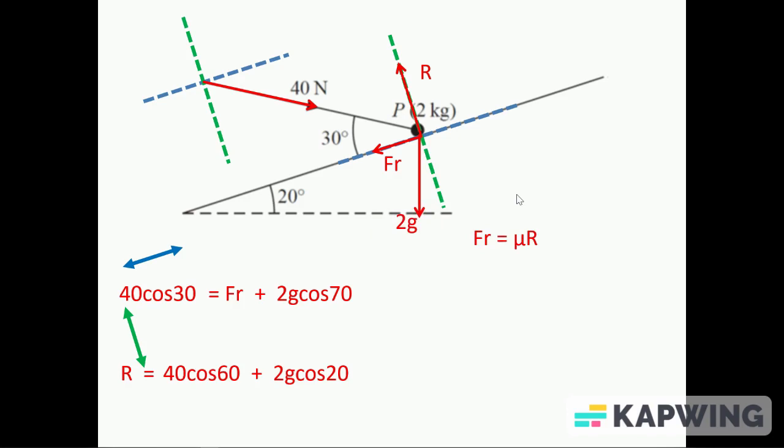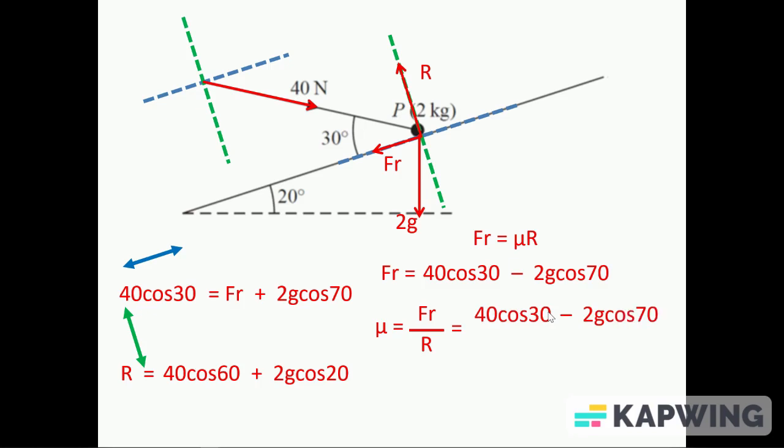And I've got to find the coefficient of friction. I'll use friction is equal to mu times R, because it's in limiting equilibrium. So if I rearrange the first equation to say friction is equal to the 40 cos 30 minus the 2g cos 70, the mu then, I can rearrange this, friction over the R: 40 cos 30 minus 2g cos 70 is the friction, and then the R on the bottom. Stick that in the calculator, and I get 0.727, and there we go.